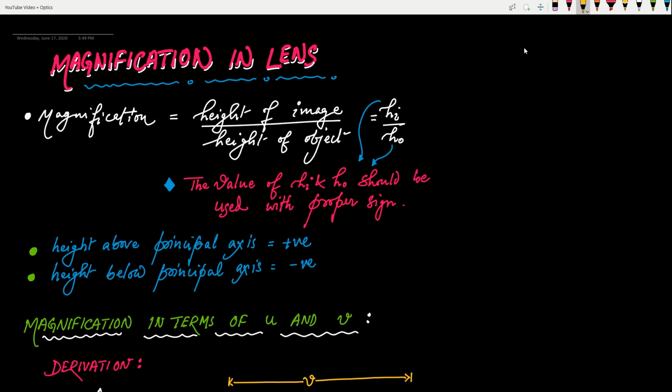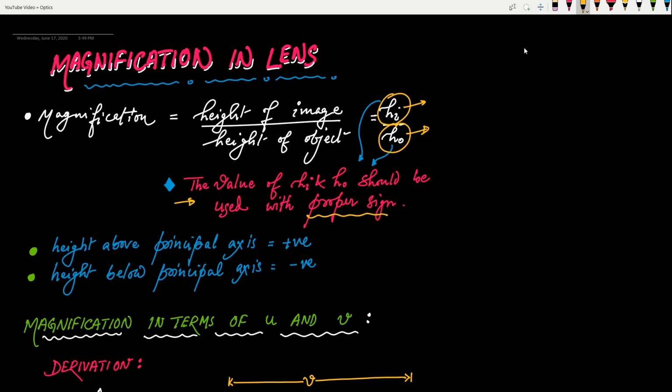You know that magnification is basically the ratio of height of image to height of object. Actually, what we are doing is just comparing the size of image to the size of object. Therefore, magnification is hi by ho, and this thing we have already done. The important thing that you need to remember about this formula is that the value of hi and the value of ho should be used with proper sign, as I've written it down here.